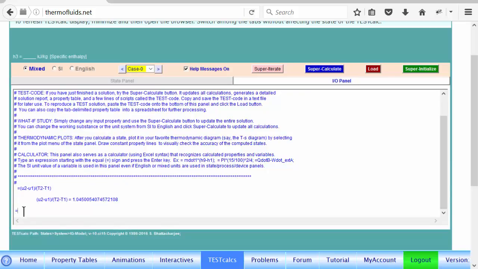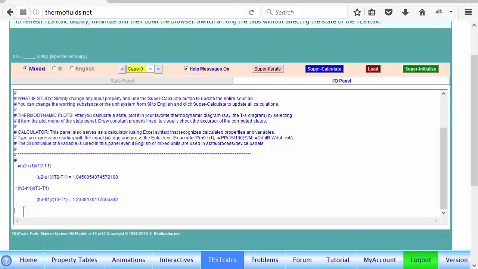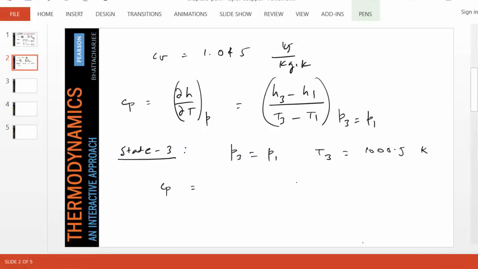Of course, that will produce all kinds of properties, as we can see, using the thermodynamic relations. But our goal is to just evaluate CP. We know CP is defined as how enthalpy changes from state 1 to 3, H3 minus H1. Of course, T3 minus T1 will be just 1 Kelvin. So what you get for CP is 1.234. So that's our approximate answer, where we, like an engineer, evaluate the derivative.